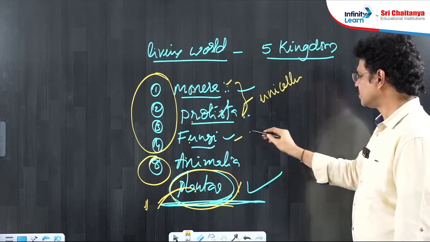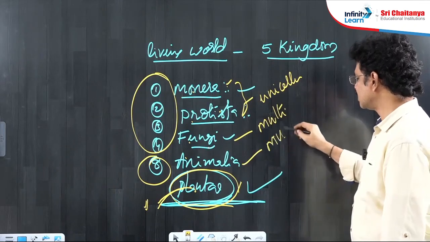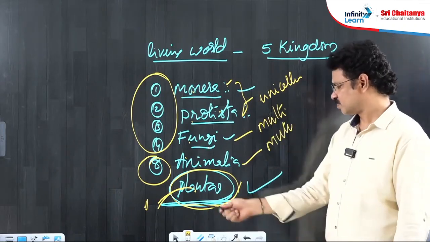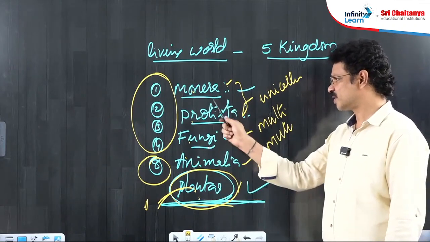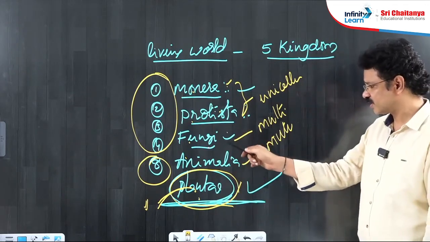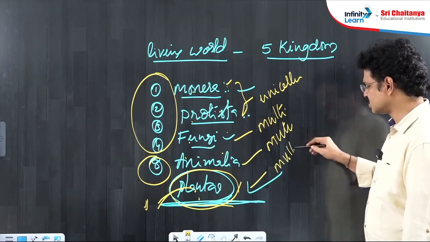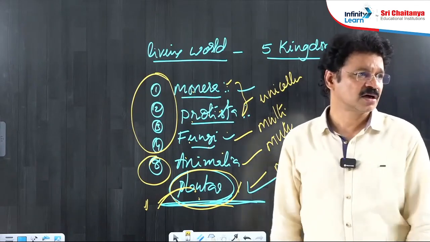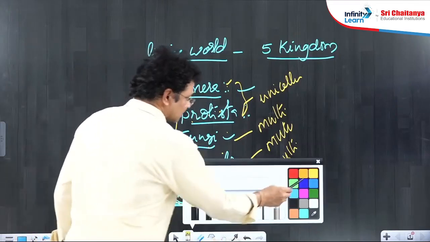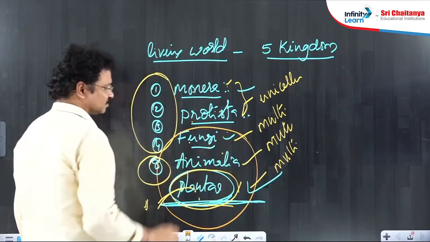Unicellular. Fungi, except yeast, remaining all are multicellular. Animalia, multicellular. So Plantae is easily differentiated from the Monera and Protista. But some similar features are there between the members of Fungi, Animalia and Plantae, such as being multicellular organisms. It is one of the similarities between these 3 kingdoms.